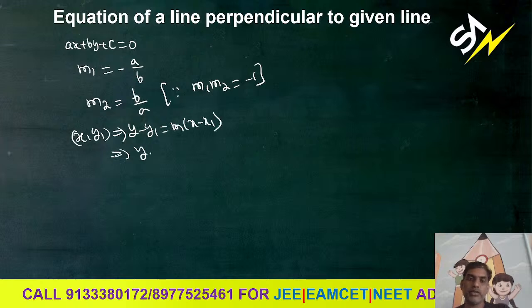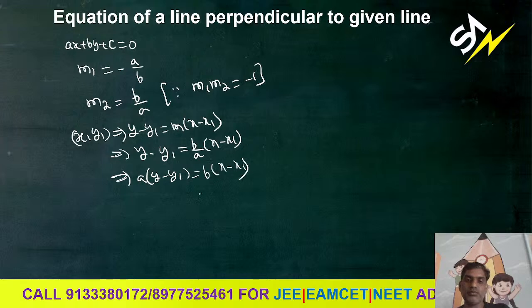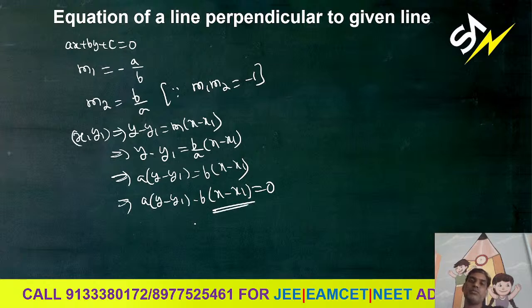So here y minus y1 is equal to m. What is m? b by a into x minus x1. So send a to that side. a into y minus y1 is equal to b into x minus x1. Okay, so a times y minus y1 minus b times x minus x1 is equal to 0. This is the equation of a line which is perpendicular to the given line.